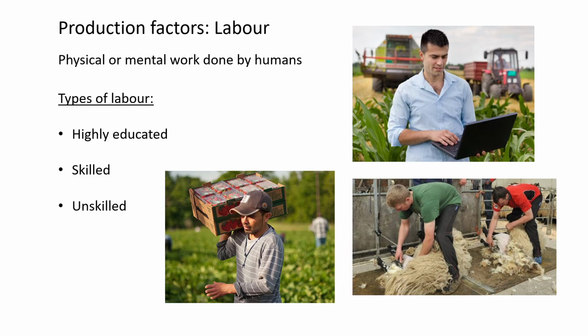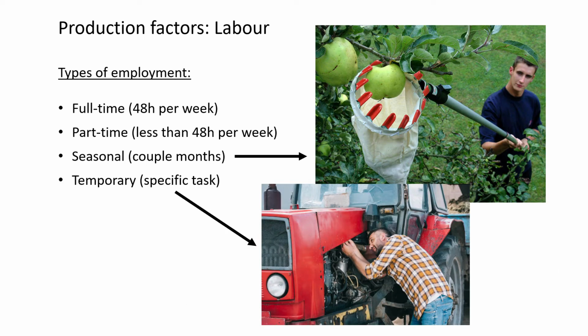Then also there are different types of employment, and this has to do with the time frame of how long a person works or when a person works. So you have full-time labor. This is usually laborers that work about 48 hours per week. It can be anything more than this, but it cannot be anything less than 48. So full-time, this person is working every day on the farm, usually 5 days a week.